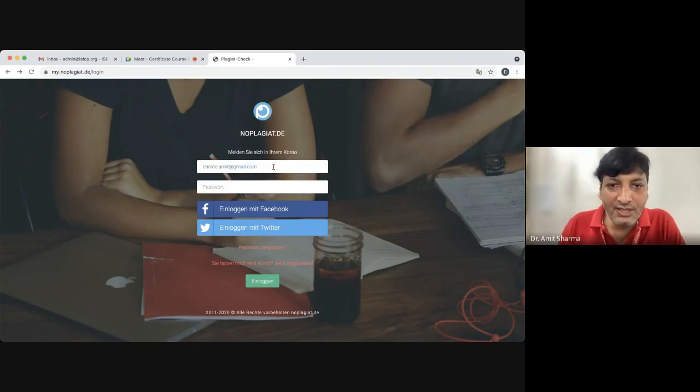So that is the procedure: email the admin. If any person is not able to get the email of the admin of noplagiat.de, they can contact me. I'm going to give that. I have already followed the process two or three times and recommended the same thing to multiple other faculty members. They have already got the account and they are working.